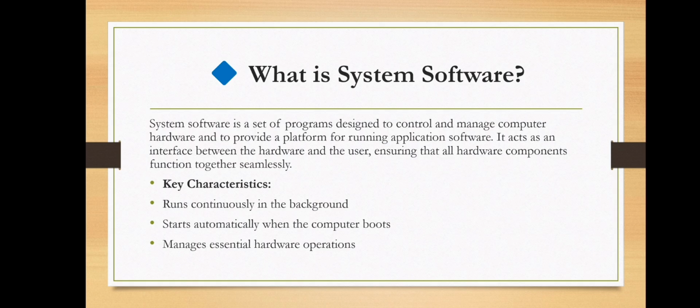together seamlessly. The characteristics of the system software are as follows: runs continuously in the background, starts automatically when the computer boots, manages essential hardware operations. So, the software which runs in the background of the computer to systematically operate all the hardware components is called the system software. I hope you understand this.